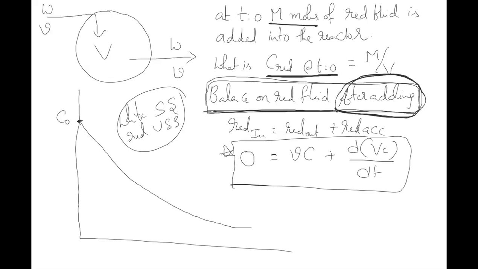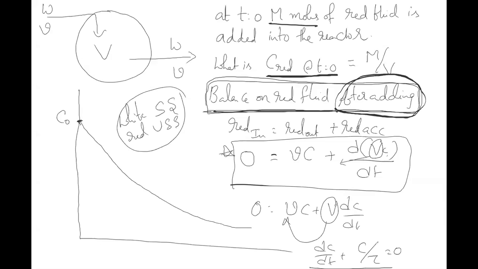So now if you derive this equation further, this V you can take out of the derivative: 0 equals C v plus V into dC by dt. This C is the concentration inside the reactor. This C is the concentration at the exit of the reactor, but both will be the same because it is a CSTR. So if I take this V here, this will become dC by dt plus C by tau is equal to 0.